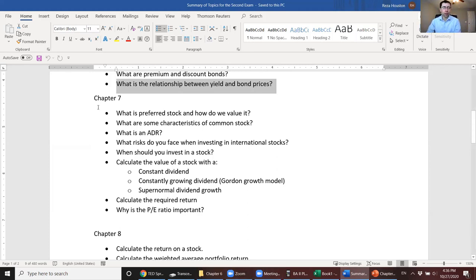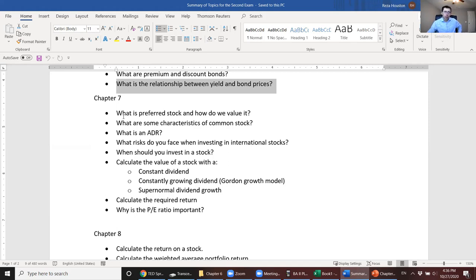Okay, so Chapter 7 was all about stock. We start off with preferred stock, and we talk about the one or two main characteristics that are associated with it, and then we start to talk about common stock, which is what you're probably way more familiar with, just in the public sphere.